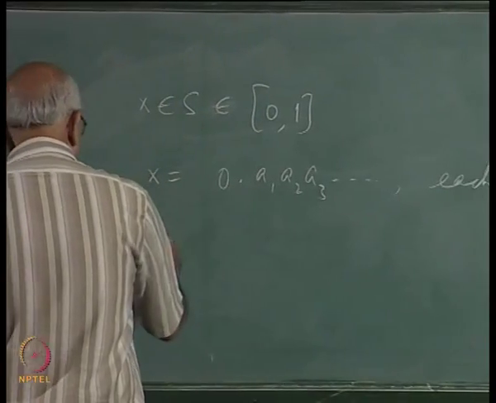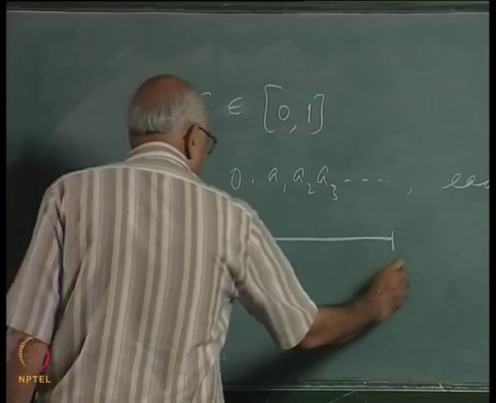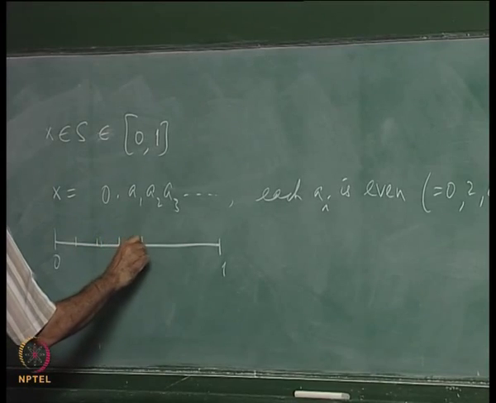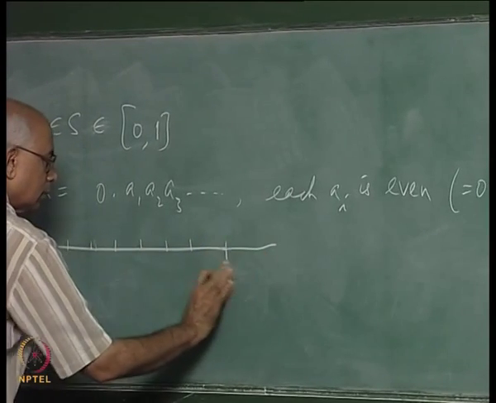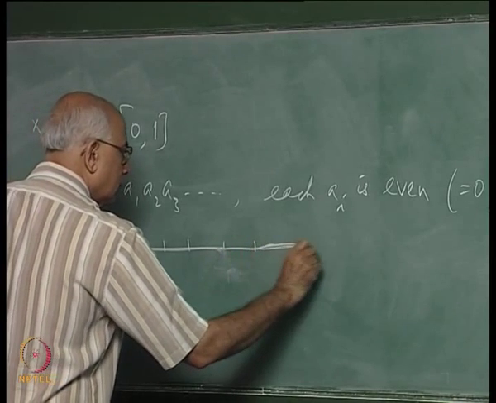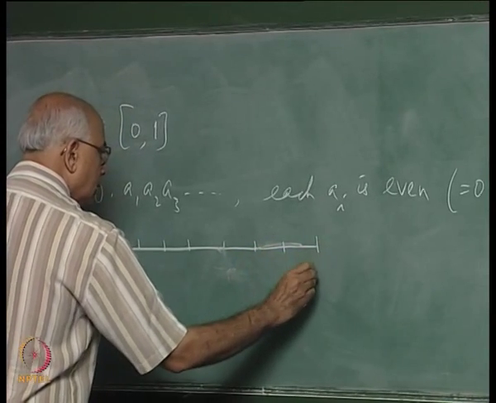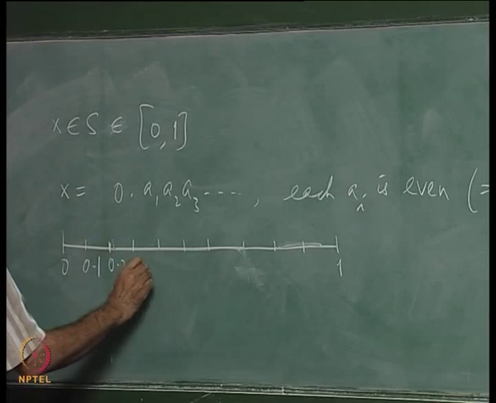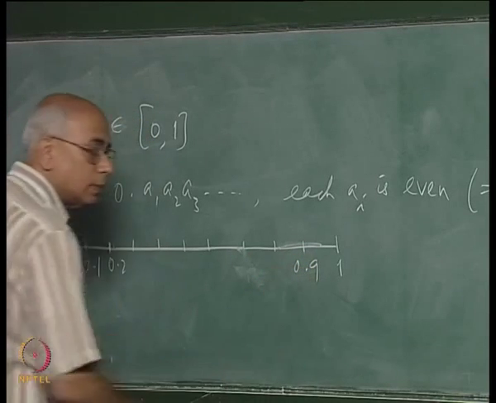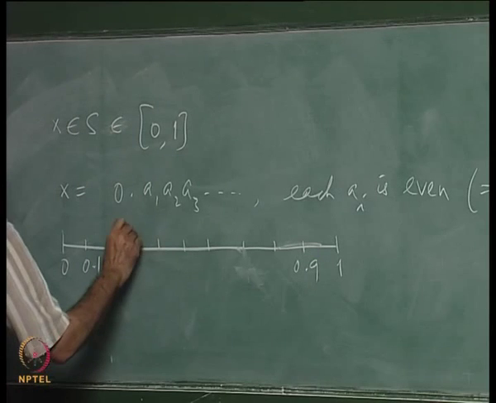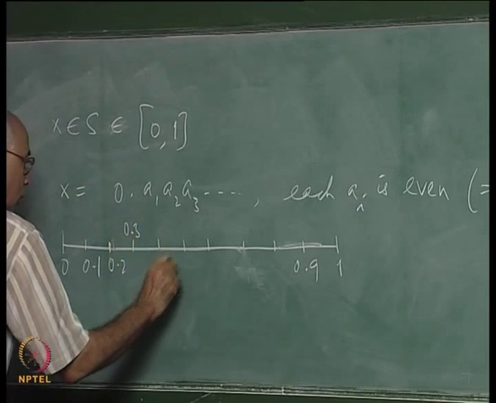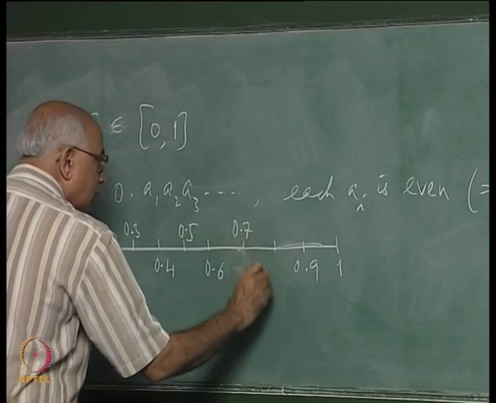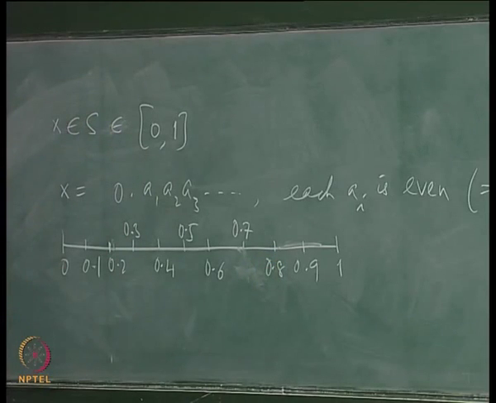So what you do is simply take the interval between 0 and 1 and break it up into 10 equal parts: 1, 2, 3, 4, 5, 6, 7, 8, 9 and 10. So 0 to 1, and this is 0.1, 0.2 here, etc., right up to 0.9. So this is 0.3, 0.4, 0.5, 0.6, 0.7, 0.8 and 1.